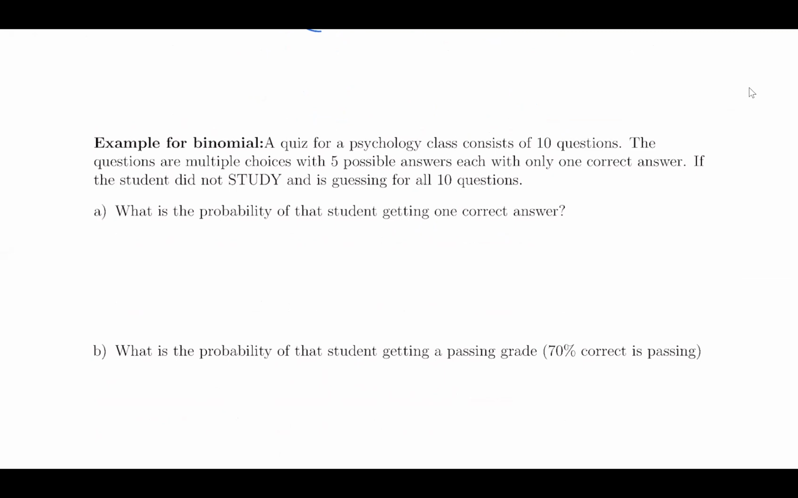For this one, it says a quiz for a psychology class consists of 10 questions. The questions are multiple choice with 5 possible answers with only 1 correct answer. If the student did not study and is guessing for all 10 questions. Okay, so let's look at why this is a binomial distribution. Right now the experiment is how many questions this student can get correct. So that's the experiment.